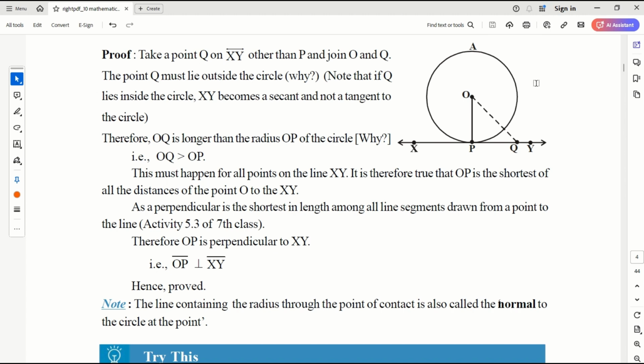That implies OP is perpendicular to XY. Right? There cannot be any other point which is perpendicular to XY. OP is nothing but the radius, so the radius is perpendicular to the tangent.